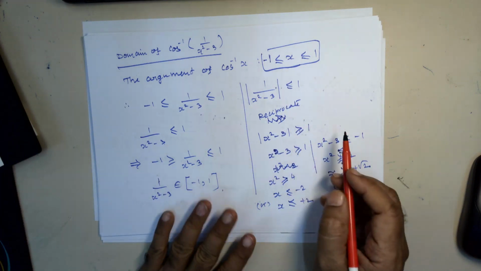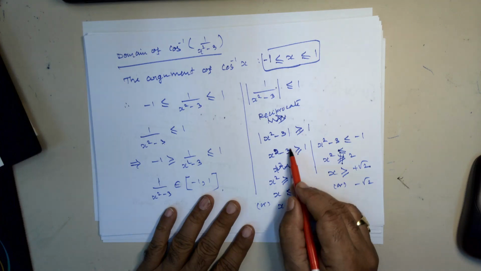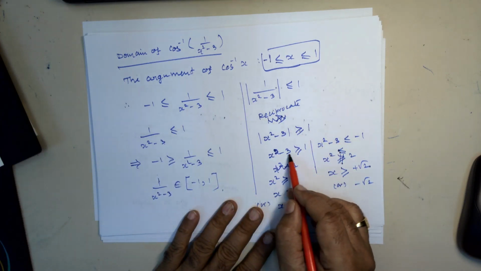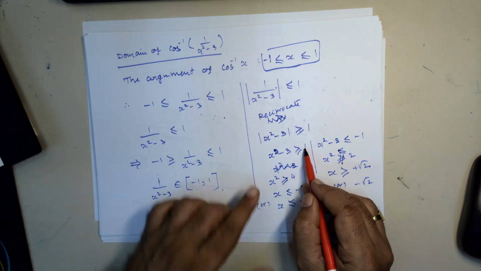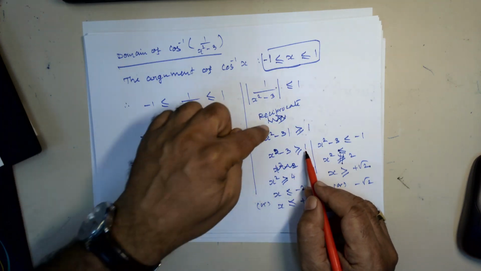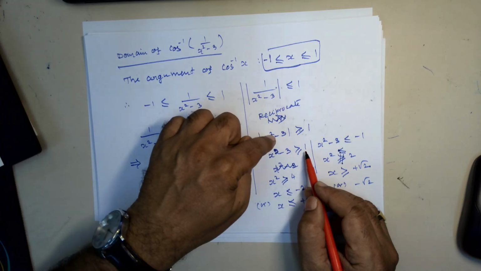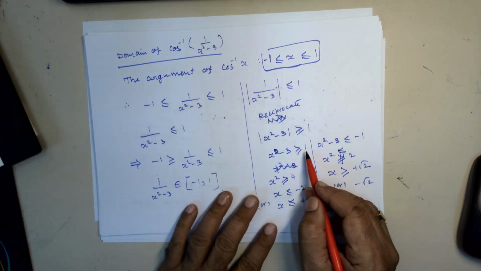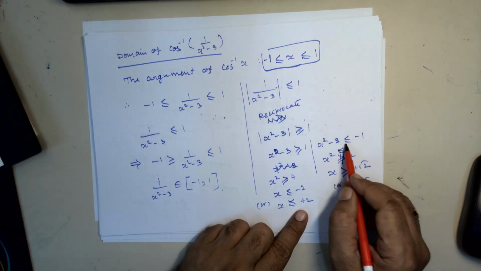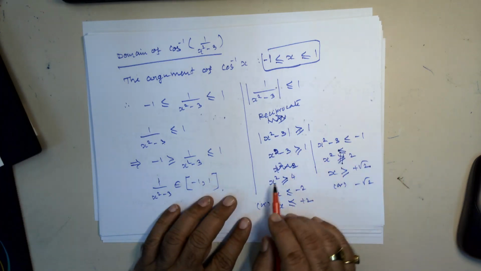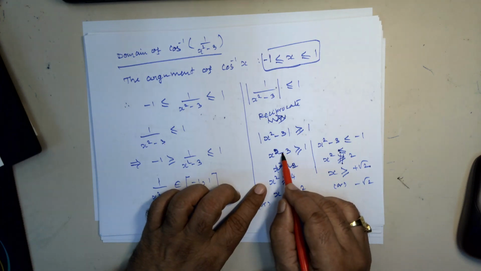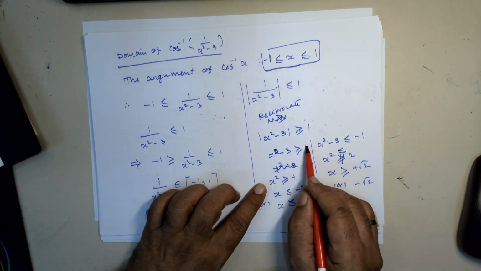Is it clear? Then the modulus of x squared minus 3 is greater than or equal to 1. Since it is the modulus, there is also another one hidden. Minus 1 can also be there since it is modulus. So x squared minus 3 can be minus 1 also, so less than or equal to minus 1. Now in this case, you can bring this minus 3 this side, so it becomes plus 4.